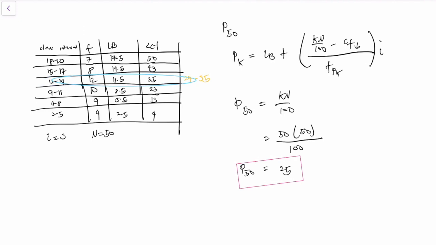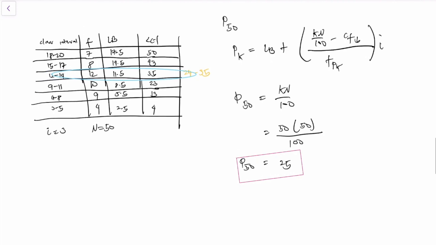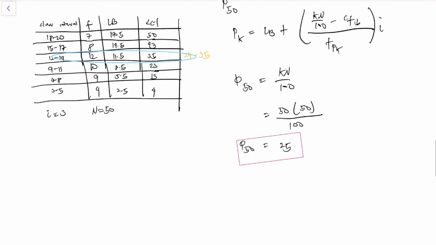Now we will use the values of this row in order to get our P50, or the 50th percentile. So let us extract the values. The LB of this interval is 11.5, whereas the frequency of this interval is equal to 12. And again, the cumulative frequency that we should use is the cumulative frequency before the P50. So here, instead of 35, we will use the 23. And the class interval size is equal to 3.